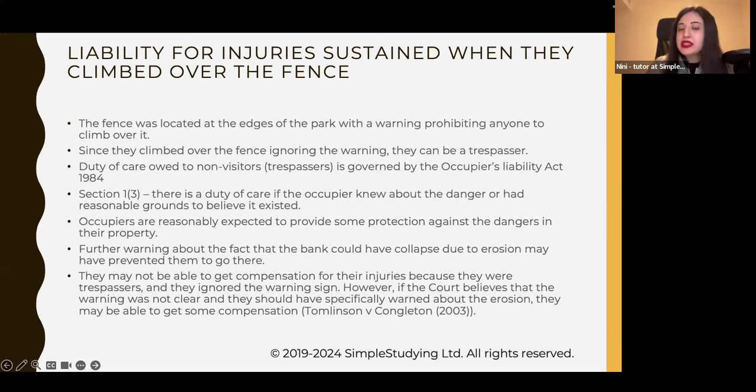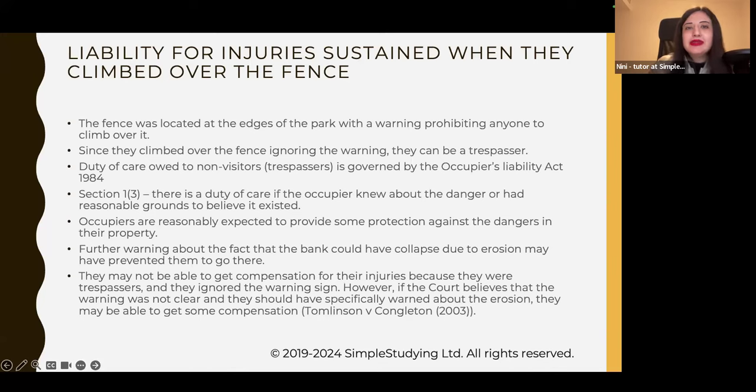Occupiers are reasonably expected to provide some protection against the dangers of their property, even for trespassers, according to the 1984 Act. Further warning about the fact that the bank could have collapsed due to the erosion may have prevented them from going there. So the argument here is that, yes, there was a warning, but maybe the warning was not explicit enough for them to understand the danger.